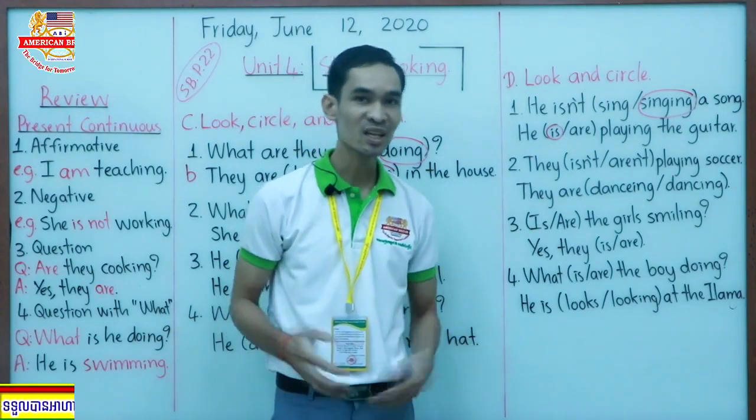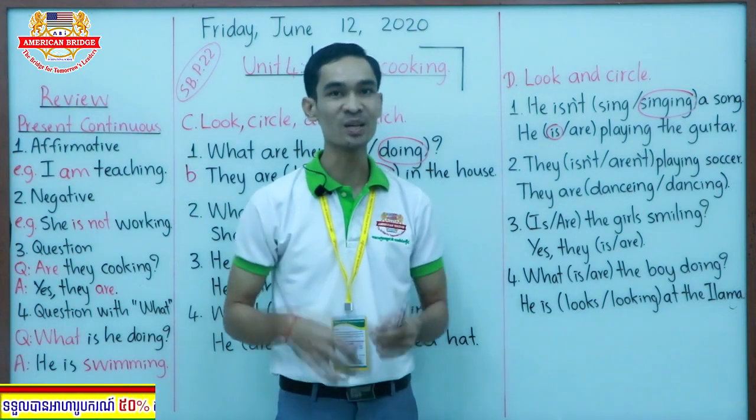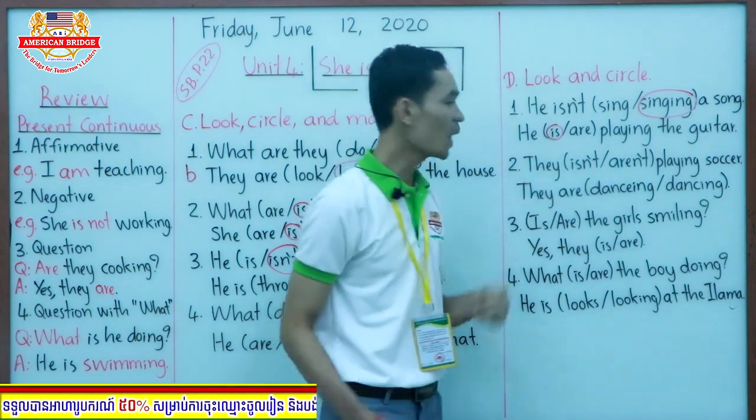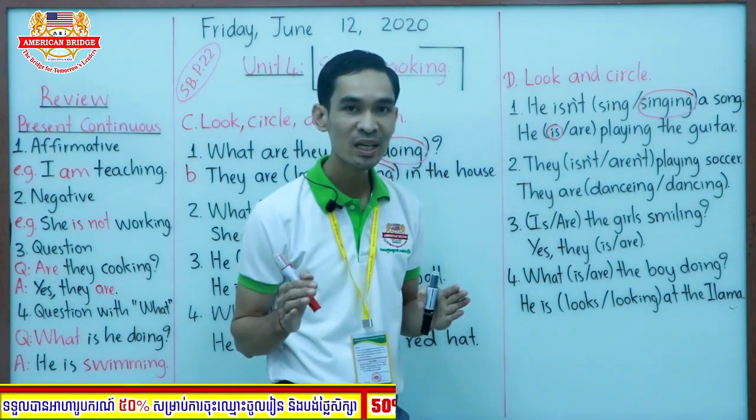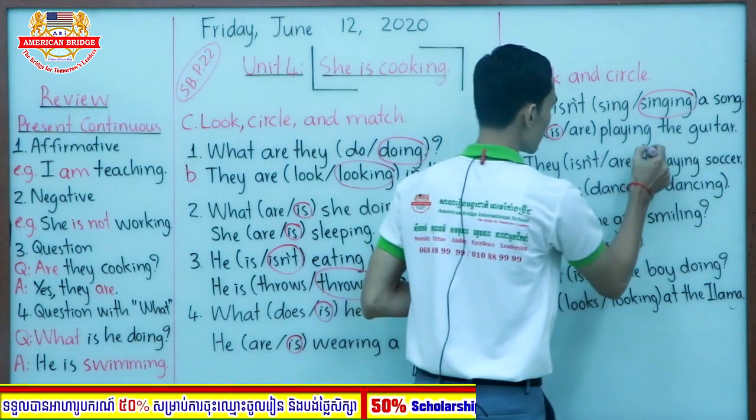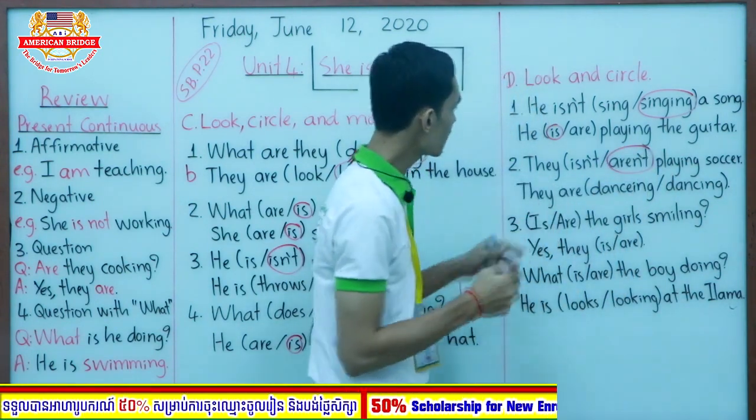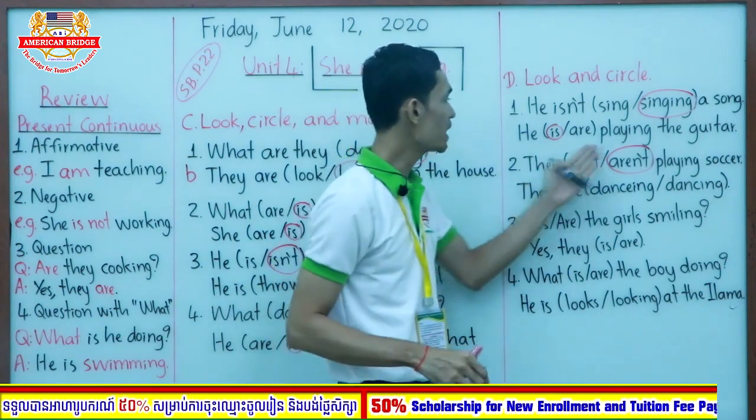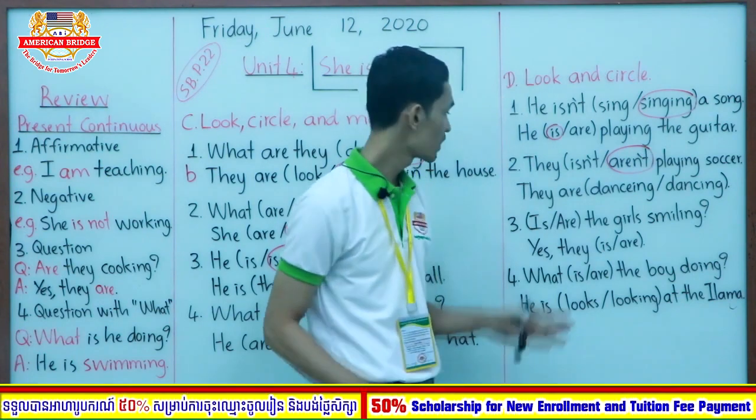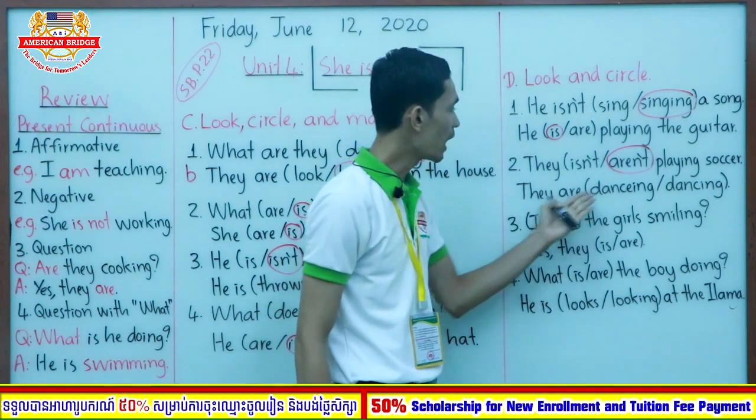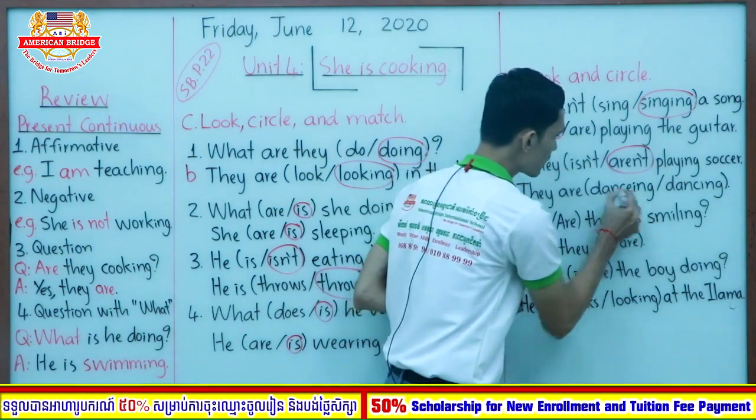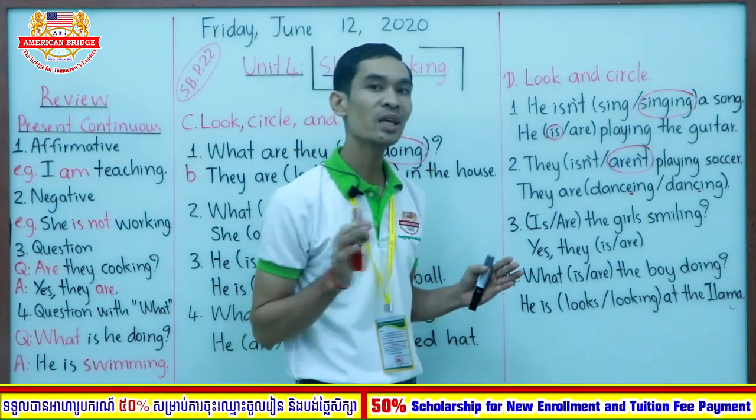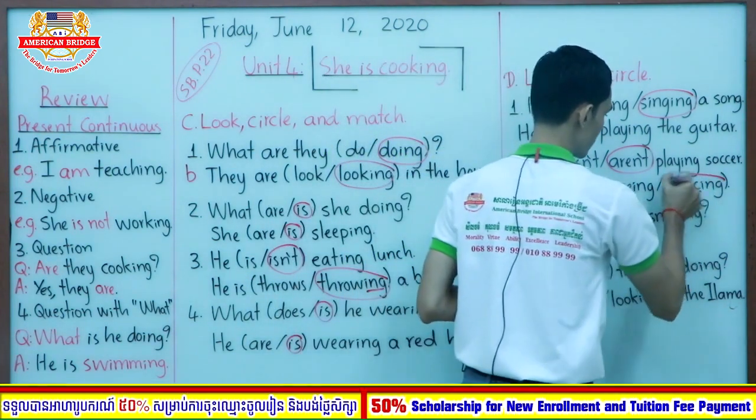Finish? Very good. Okay, so now you can check your answer with me. Okay, number 2. They isn't or they aren't? They use with aren't. Very good. We use aren't because the subject is they. They use with aren't. We cannot say they isn't, okay? They aren't playing soccer. Okay, how about this? They are dancing, one with ing and one with cing. Which one? Cing, right? Why?